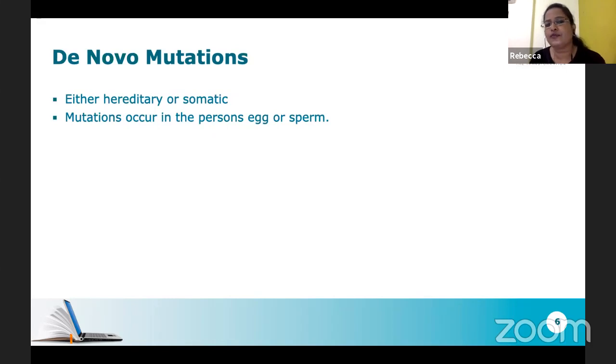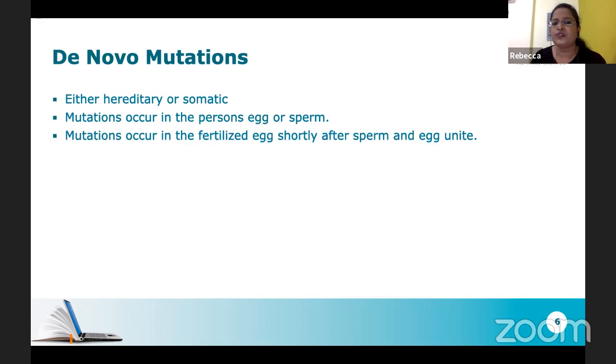Let's see a few things about this first. It occurs in the person's egg or sperm, but we do not know the exact point it happens. It occurs in the fertilized egg shortly after the sperm and the egg unite. Many scientists are doing research even today, and we are not able to conclude at which point the mutation occurs. Once the mutation occurs, it is carried to the child, and the child will have a cancer, for example, leukoblastic anemia.